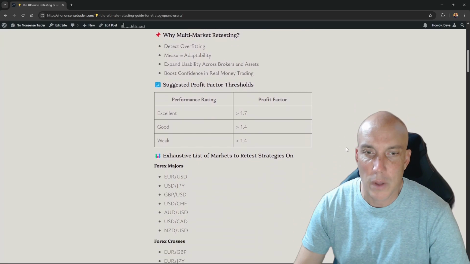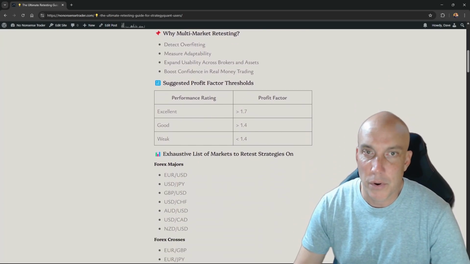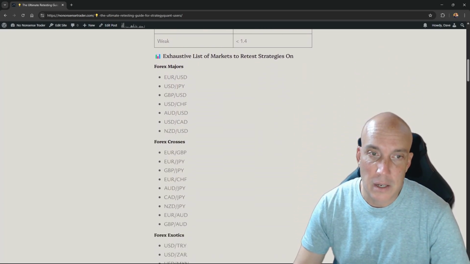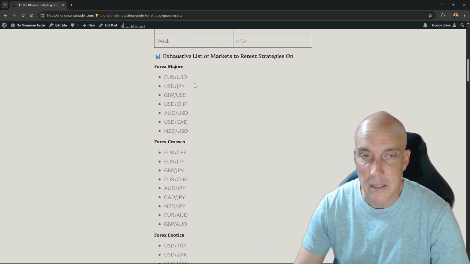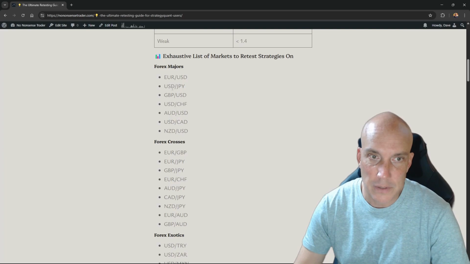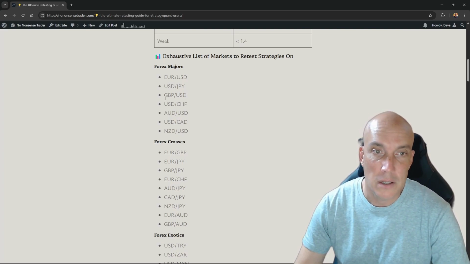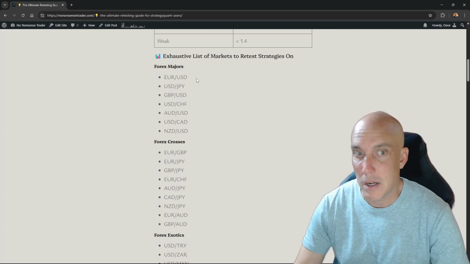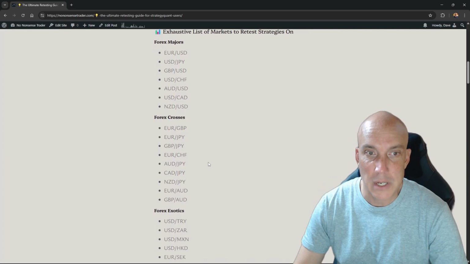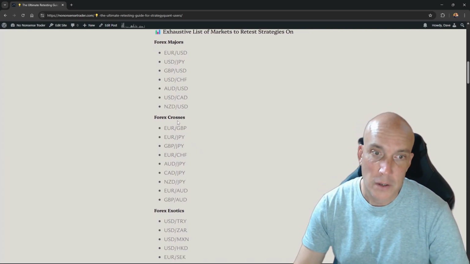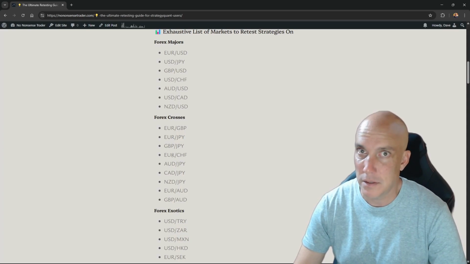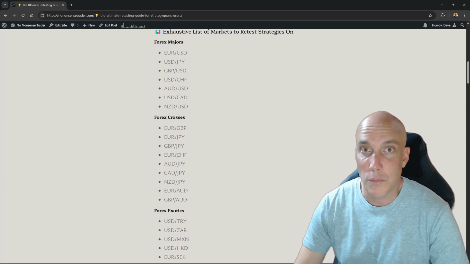multi-market retesting. I'll give you some ideas of some profit factors to set, and different major currencies that you can retest against. So for instance, if you're making a US dollar JPY, you can retest that on a GBP US dollar or a Euro US dollar. There are some ideas on what to retest things on. If you're doing a Forex cross, you can use one of these in one of your retests.